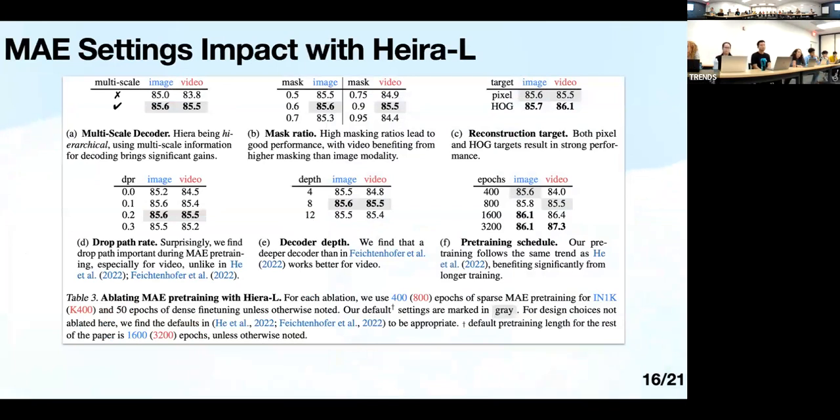So they also tested different settings with this masked autoencoder. Some different settings that you can play with are, for example, the mask ratio, how many tokens you would mask out. And so they're saying, for example, that high masking ratios were leading to good performance, with video benefiting from higher masking than the image modality. And I think they also played with the decoder depth for the masked autoencoder, and the deeper decoder depth works better for video. And this is just some of the statistics also about reconstructing the images and videos.